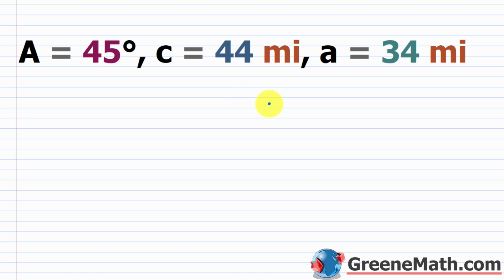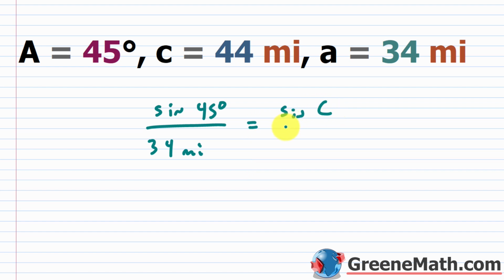So let's go ahead and say that we have the sine of A. In this case, A is 45 degrees for the measure. This is over the length of side A. That's going to be 34 miles. This would be equal to the sine of our angle C. We don't know the measure of that right now. That's what we're trying to figure out. And this would be over the length of side C. That's going to be 44 miles. Okay, so I'll multiply both sides by 44 miles.